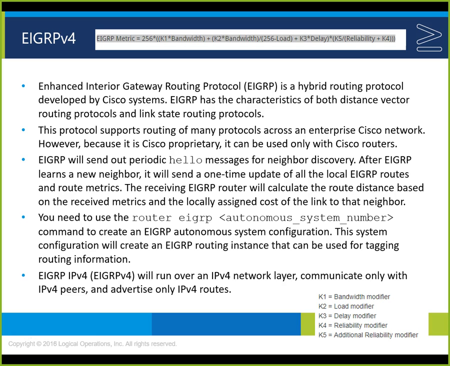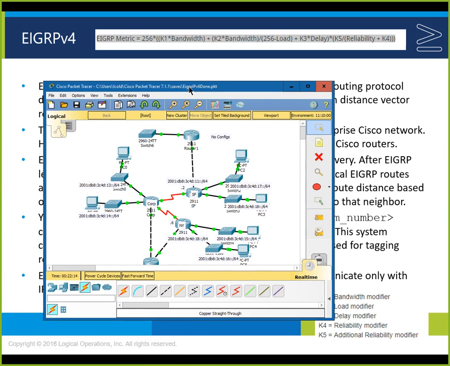EIGRP is called a hybrid protocol. What it really is, and when you answer questions for CCNA, it's a hybrid protocol, but it's really an advanced distance vector protocol. It uses multicast, doesn't use broadcast. It is the one protocol that actually keeps the topology table in it. It keeps a backup route available in the device.